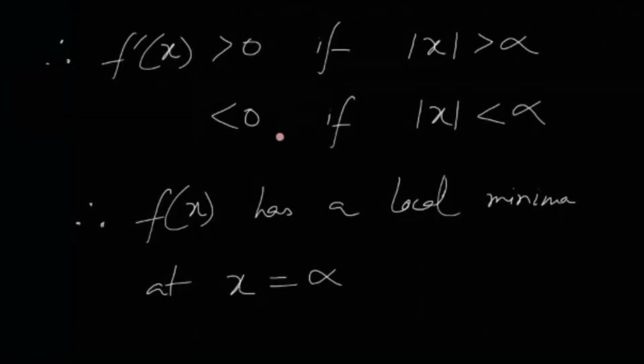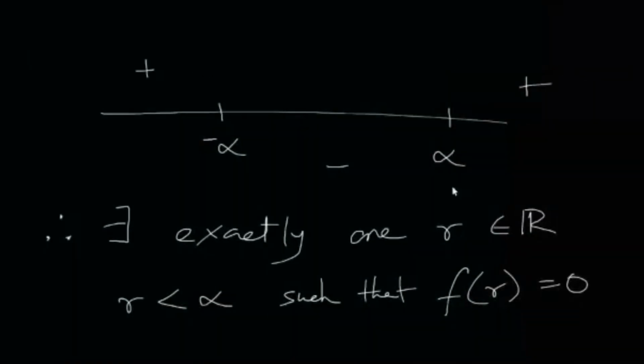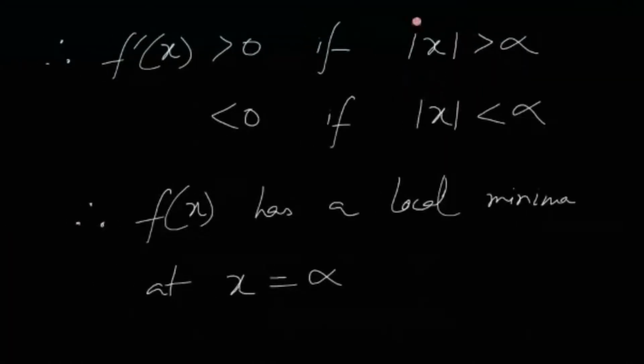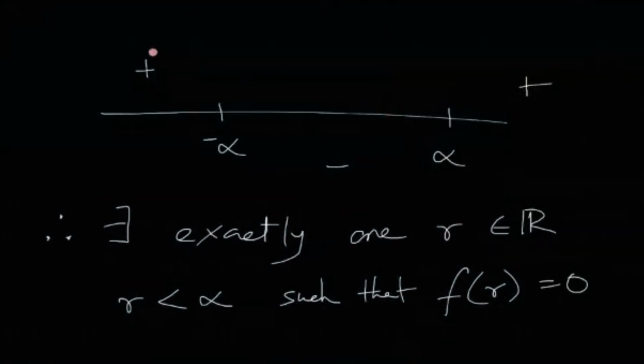So now clearly we can see that f has a local minimum at x equals alpha. Why? Because suppose the real line has minus alpha and plus alpha. f' is positive beyond alpha or before minus alpha, and in between minus alpha and alpha it's negative. So the curve is increasing, achieving a local maximum at minus alpha, then decreasing, achieving a local minimum at alpha, and again increasing. The curve is of this form.